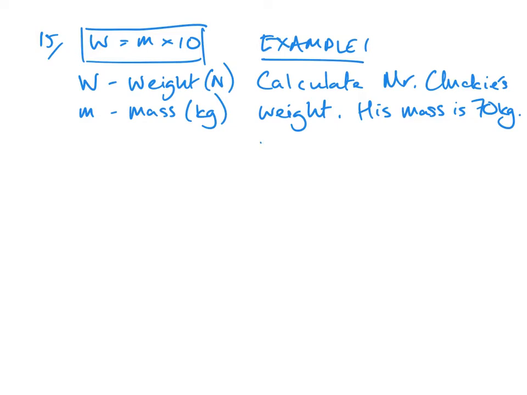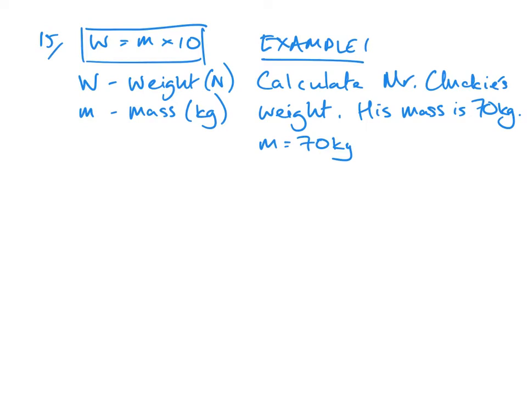And the first thing we'll do in any problem is go through the problem and write down any information that you're given in the question. So the only information I'm given in this question is that my mass is 70 kilograms. So I write down M equals 70 kg. It's called analysing the question.